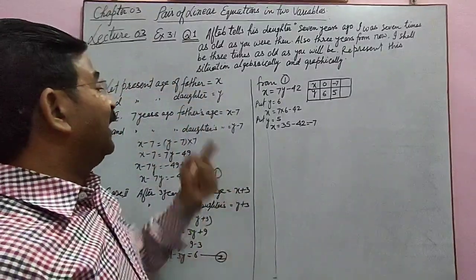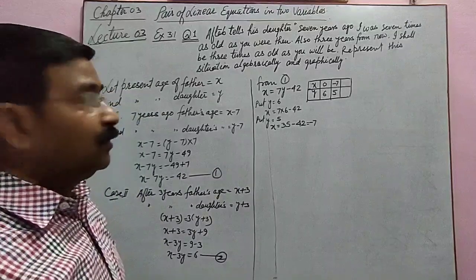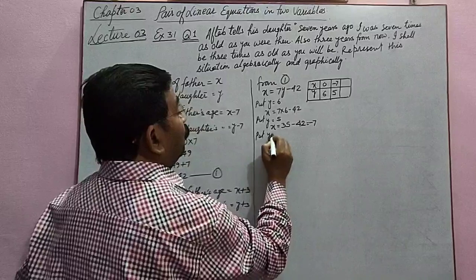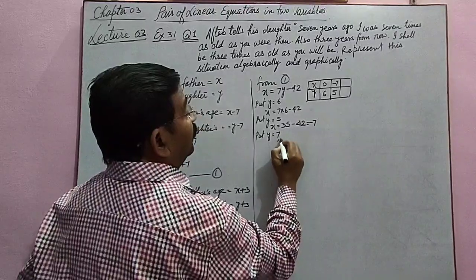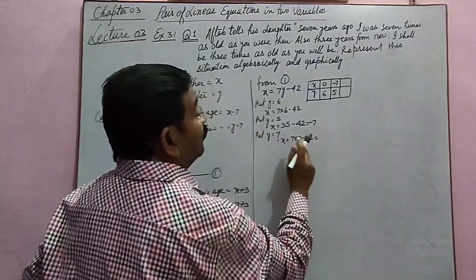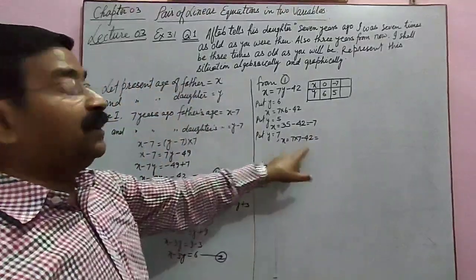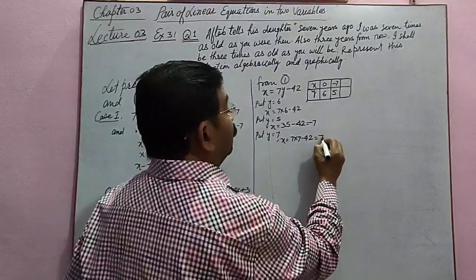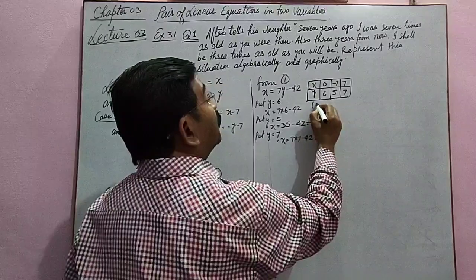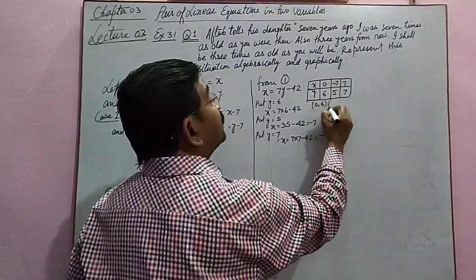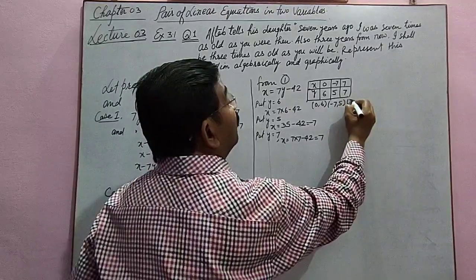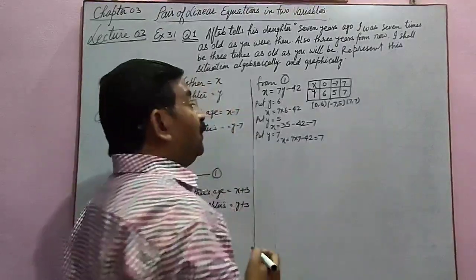Put y is equal to 7. Then x is equal to 7 into 7 minus 42. 7 sevens are 49, 49 minus 42 is 7. So we have got x is equal to 7 and y is equal to 7. So we have got 3 points: 0, 6; minus 7, 5; and again 7, 7. We have got 3 values.